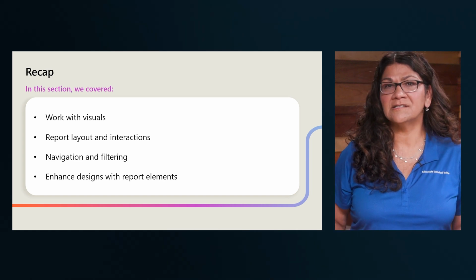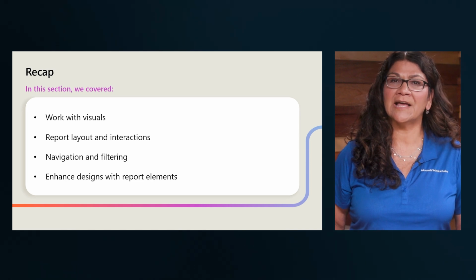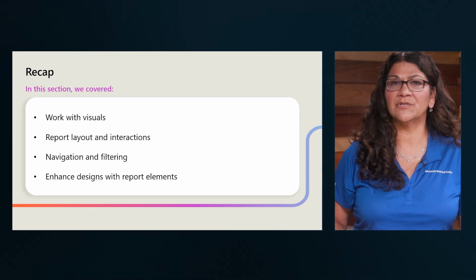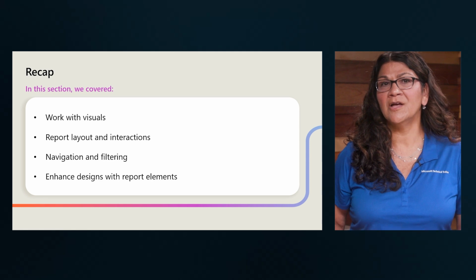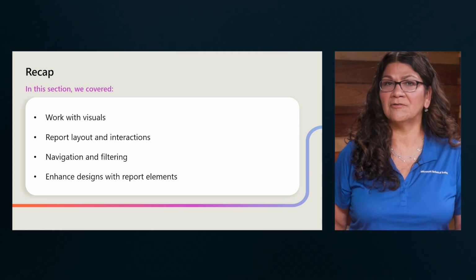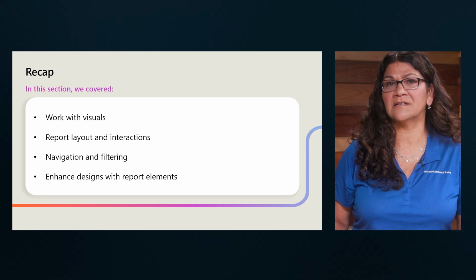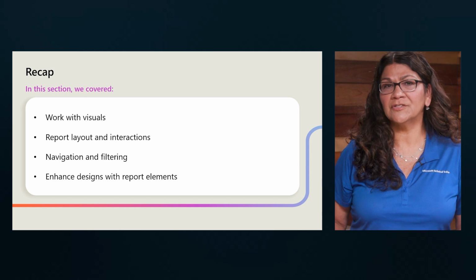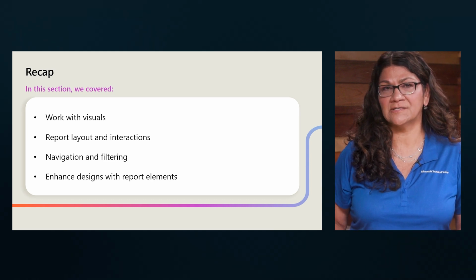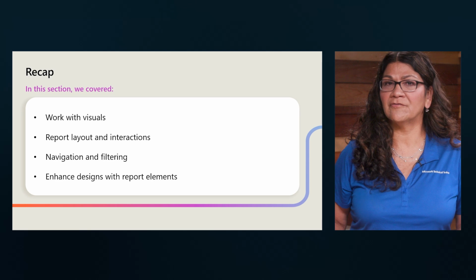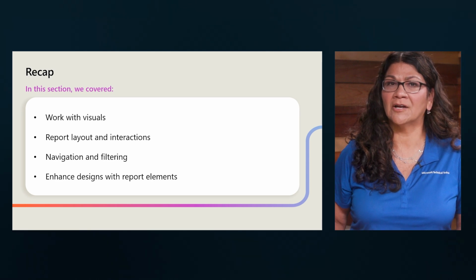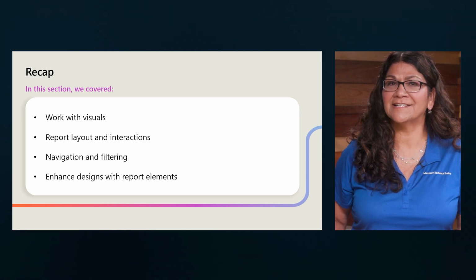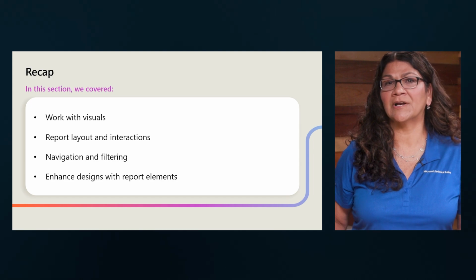This concludes this section on creating reports here in Power BI. We first talked about how to work with visuals and the different visuals that are available in Power BI. We then focused on the report layout and how the reports interact with one another including best practices. We then went into how to create navigation and filtering in our reports for our users. And then finally, we did a fine-tuning on our reports by enhancing its design and some of our report elements in Power BI.